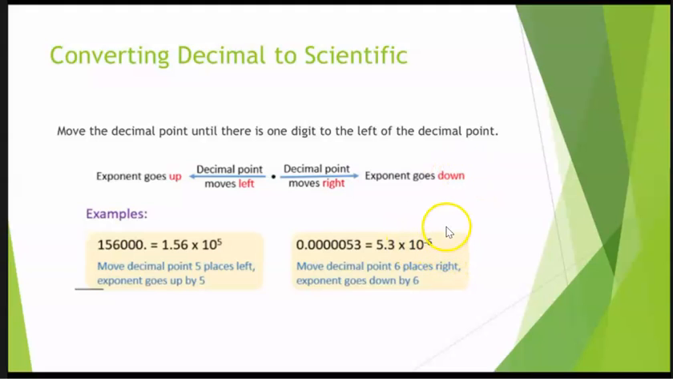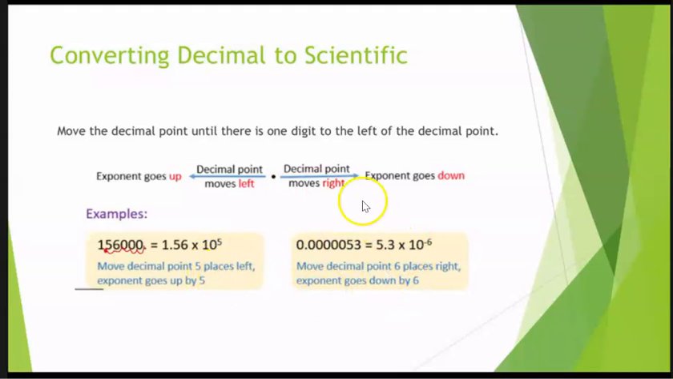Now, to know where to stop moving your decimal place, you move the decimal place until there's one digit to the left of the decimal point. So for example, here we have 1, 2, 3, 4, 5, 6 digits to the left of my decimal point. That's too many. We just want one. So I want my decimal place to end up here, where there's only one number to the left of my decimal place. So to get there, I need to move 1, 2, 3, 4, 5 digits to the left. So this is positive 5, 1.56 times 10 to the 5th power. Typically what you do for scientific notation, you'll write the numbers that are non-zero, and you'll drop the zero numbers.